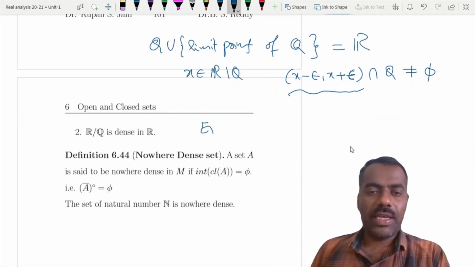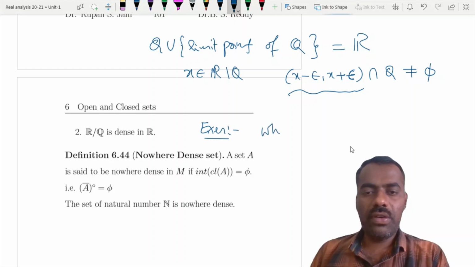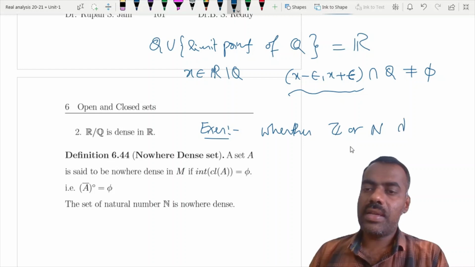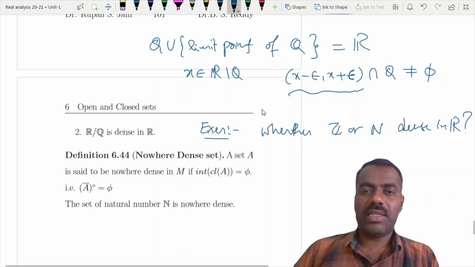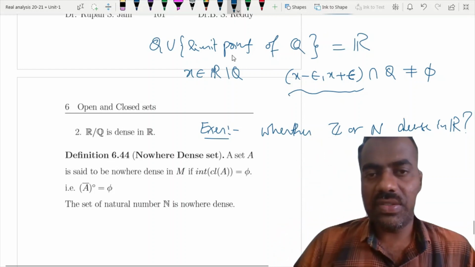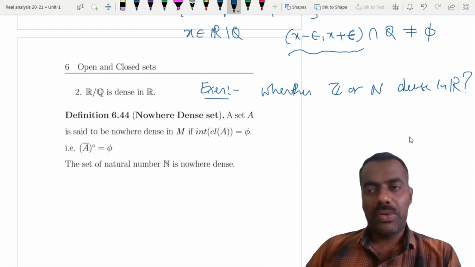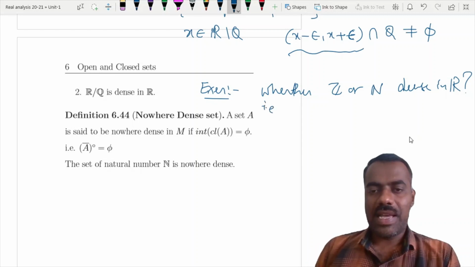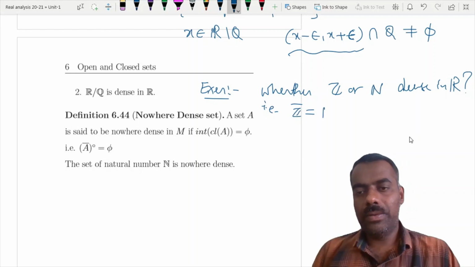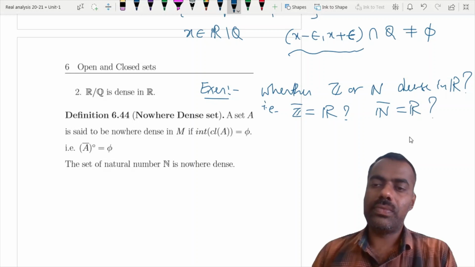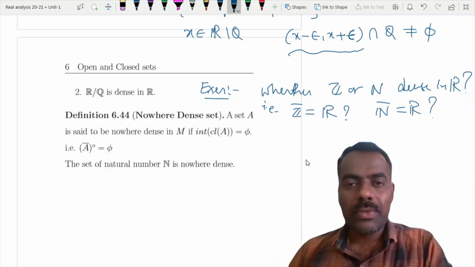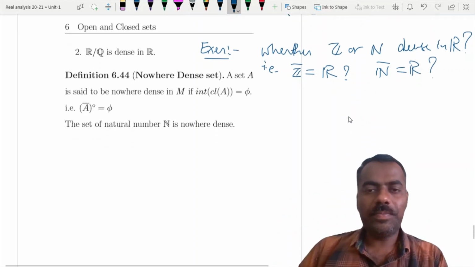Check as an exercise whether Z or N are dense sets. You can just think whether they satisfy this property or not, whether Z bar is equal to R, or whether N bar is equal to R. By this time at least you should know the answer.